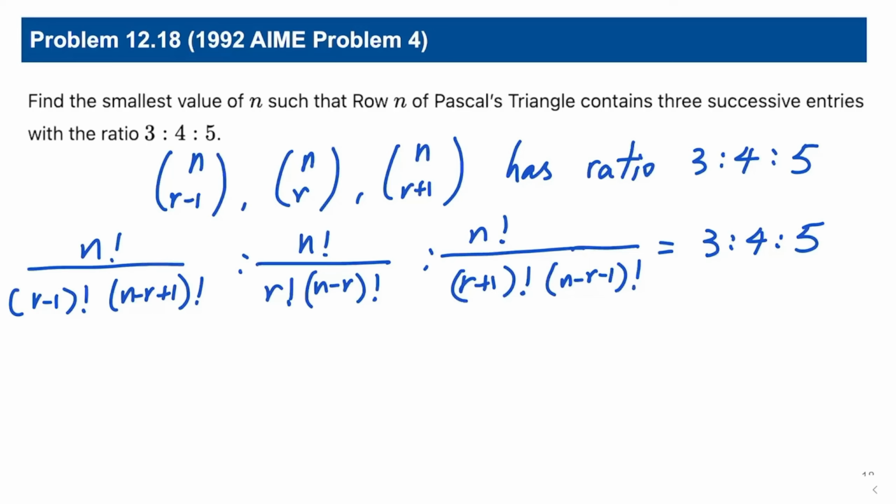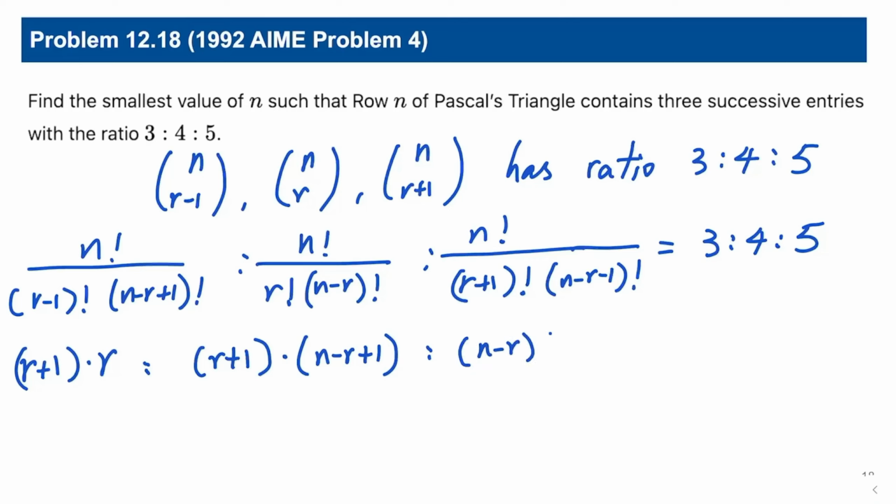We can divide each number by n factorial. We can multiply each number by r plus 1 factorial and n minus r plus 1 factorial. Then the first number reduces to r plus 1 times r. The second number reduces to r plus 1 times n minus r plus 1. The third number reduces to n minus r times n minus r plus 1.